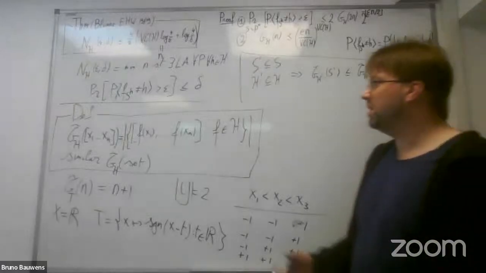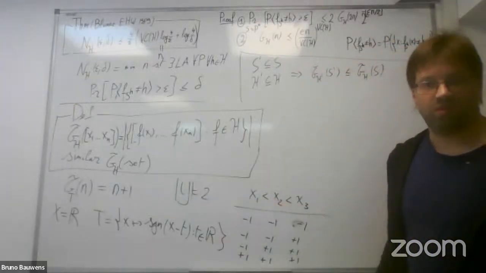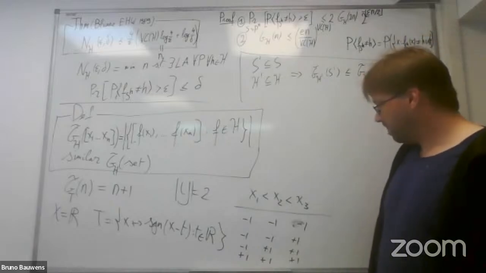May I ask a question? Yes. In the definition of the growth function, the set f of x1 and so on, f of xn, is it ordered or not? No, it can be any order. Here I just took an example where they are ordered for convenience. Okay, so if we have two lists which differ only by order, it counts as one element. So no.